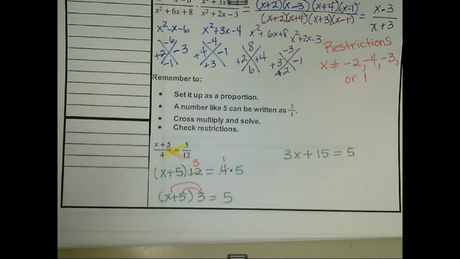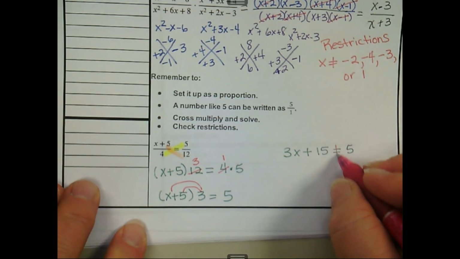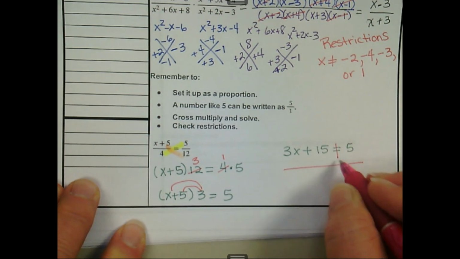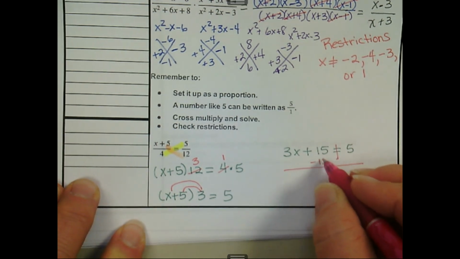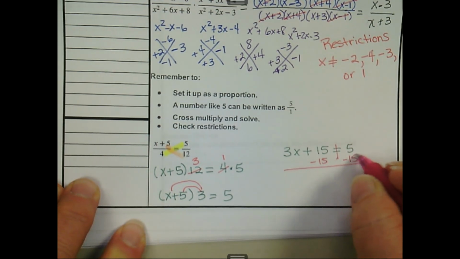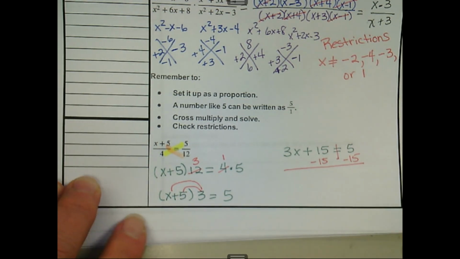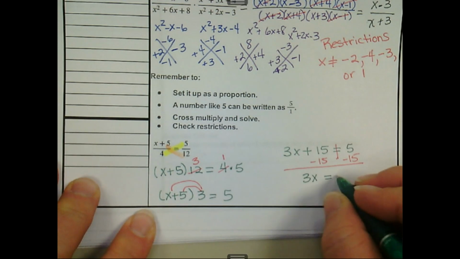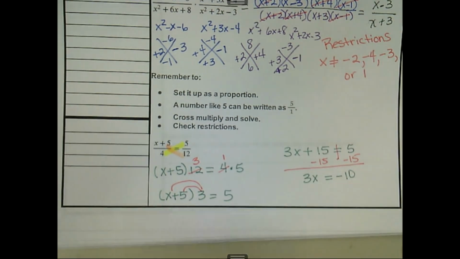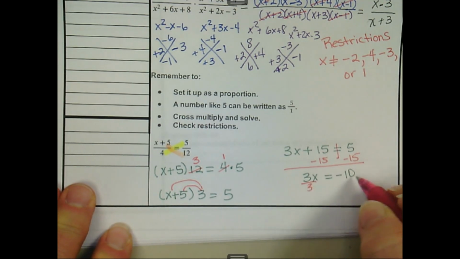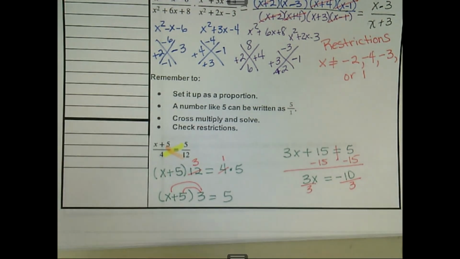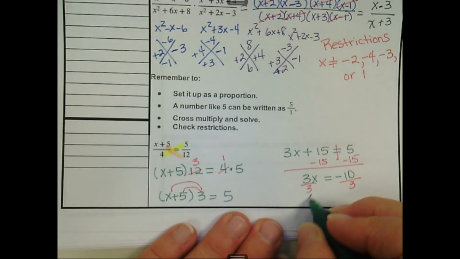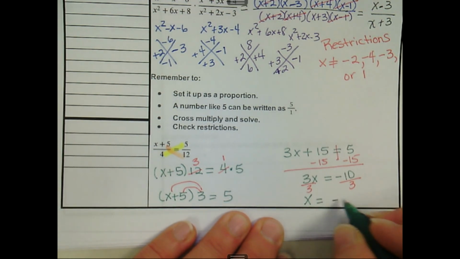Now it's a two-step equation. Step 1, subtract 15 from both sides. 3x is equal to negative 10. Step 2, divide by 3, and x is equal to negative 10/3.